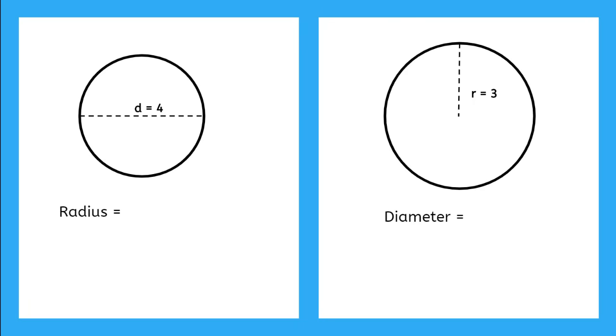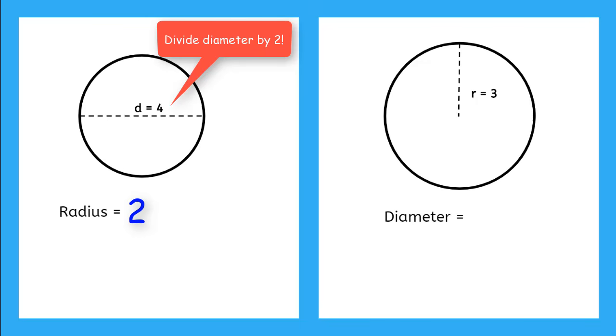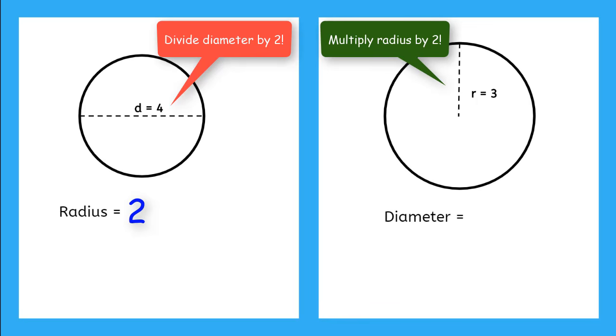Let's do a quick example. If I have a circle with a diameter of 4, what is the radius of my circle? Yeah, I have to divide by 2, and I get a radius of 2. Now, if I have a circle with a radius of 3, what is the diameter of my circle? Yeah, I have to multiply by 2, and we get a diameter of 6.